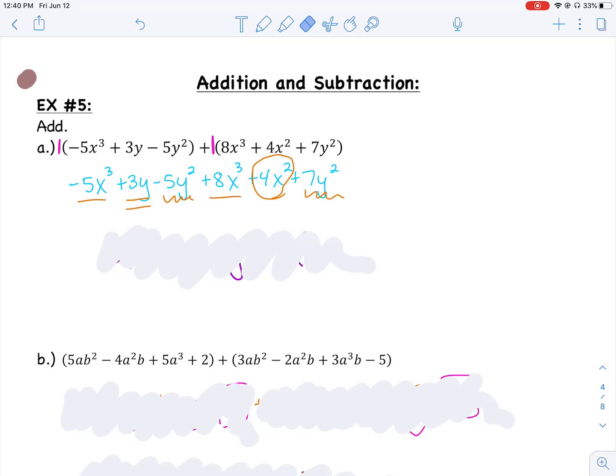I want to find all the variables with the same exponents. As long as they look exactly the same, I should be able to combine them by adding their coefficients. I see a negative 5x cubed and an 8x cubed that I can combine. I see a 3y, that's kind of lonely, no other like terms there. I see a negative 5y squared and a 7y squared that I can combine. And it looks like the 4x squared has no other like terms, so I can't combine that with anything. My final answer looks like it's going to be 3x cubed plus 3y plus 2y squared plus 4x squared. And any order you can write that in, as long as you make sure that you have the same exact terms that I do with the same signs.